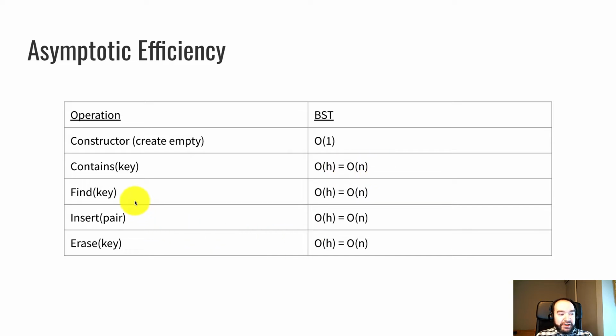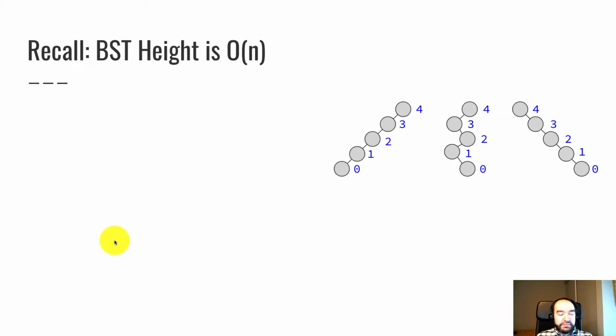Those other operations are contains key, so given a key, determine Boolean true or false whether the key is in the tree or not. Find key is given a key and returns the pair that contains that key or throws an exception if the key is absent from the tree. Insert is given a key value pair and makes sure that that key is in the tree. And erase is given a key and makes sure that that key is absent from the tree. It removes it out of the tree if necessary.